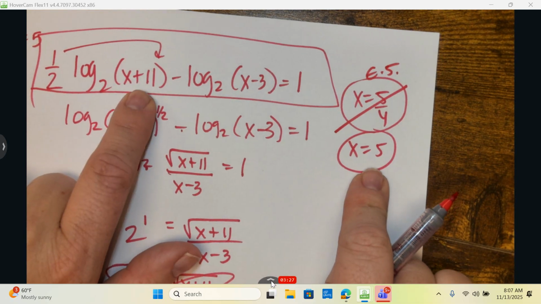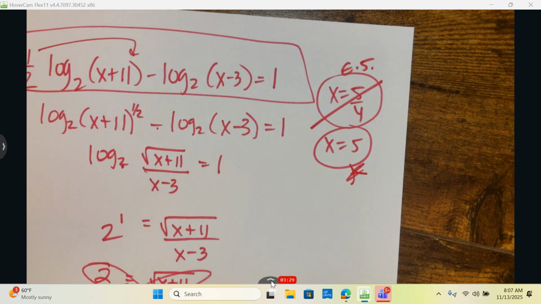Now, 5 plus 11, it's a positive number. 5 minus 3, it's positive. I only have one solution of 5.